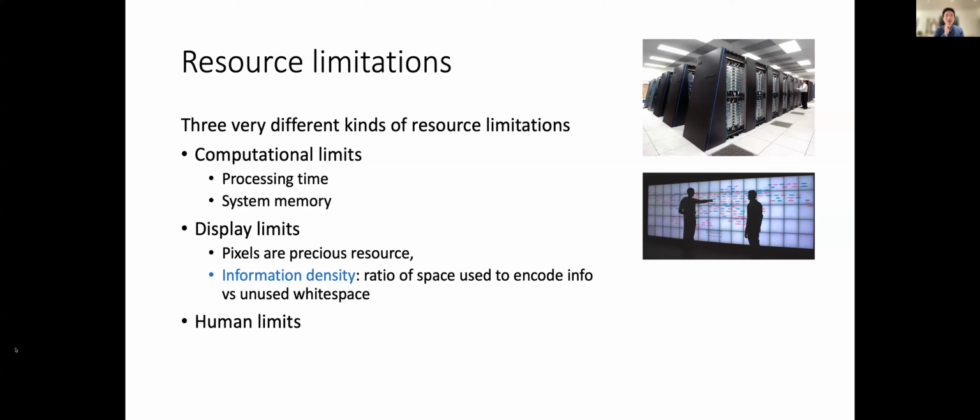Okay, and then the last one is the human limits. You can process all the data or show all the data on the screen, but it doesn't mean the human can understand it. If you overwhelm the human, say the cognitive capabilities, how much we can see and make sense, then it actually has a negative impact on how we can do the visual data analysis.